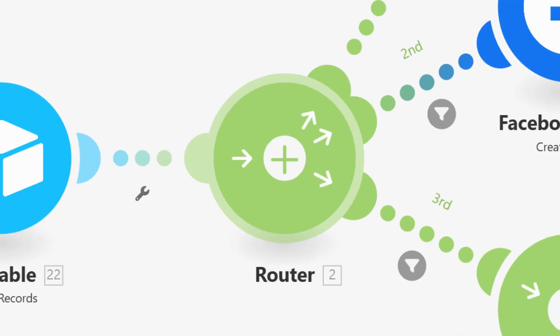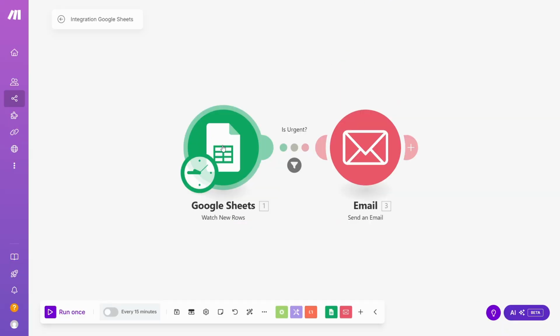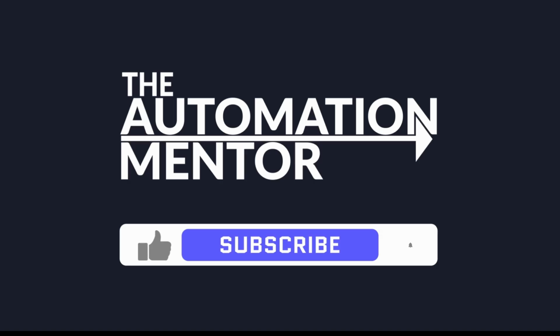Leverage routers strategically, break large workflows into smaller chunks. This makes troubleshooting easier. And finally, document your workflows. Label modules clearly so others or future you can understand what's happening at a glance. By following these tips, you'll create robust, scalable automations that stand the test of time. And there you have it, a simple guide to mastering modules in Make.